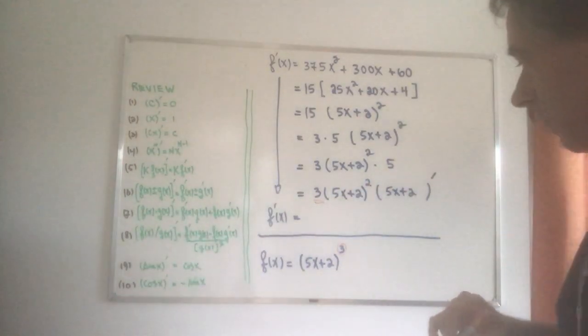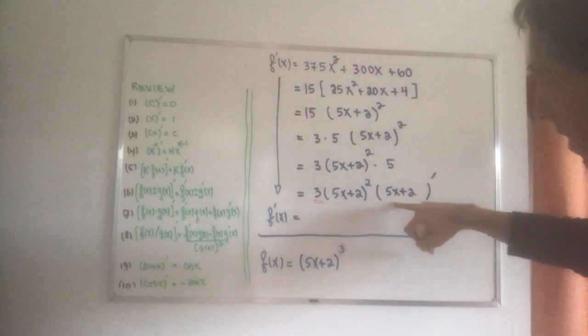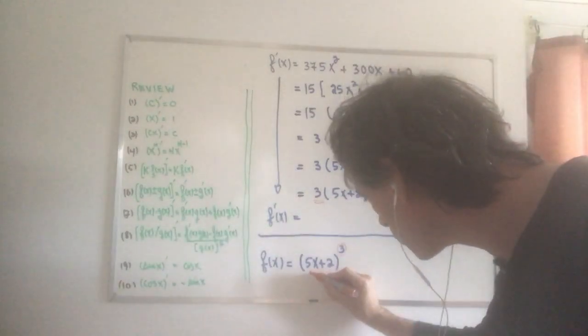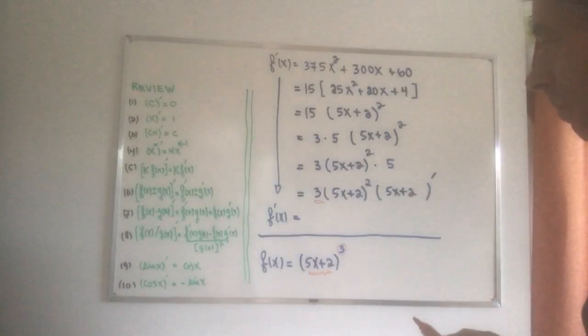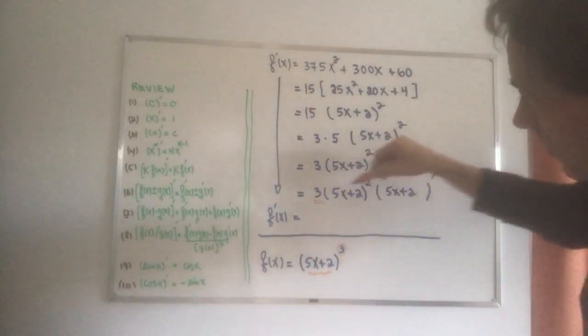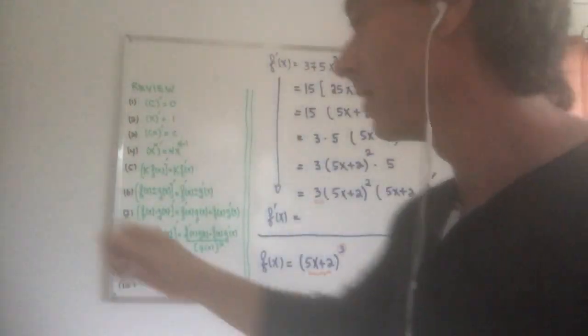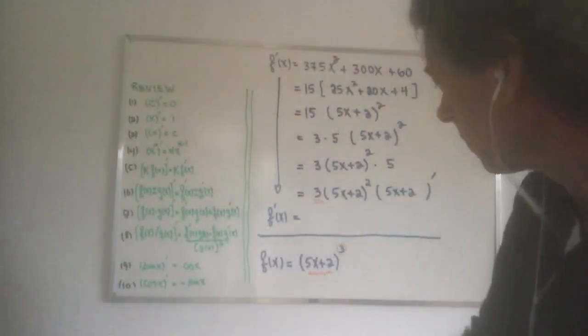You get 2. But here's the thing. It is followed by 5x plus 2 prime. The same 5x plus 2 that we can actually find in here. In this last statement, we have the power rule for a function. What is it? I'm actually going to write it in a different color. Let us see if we can come up with this rule by ourselves.